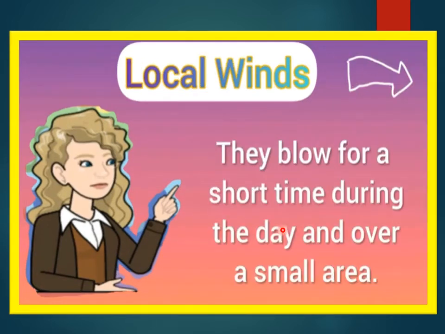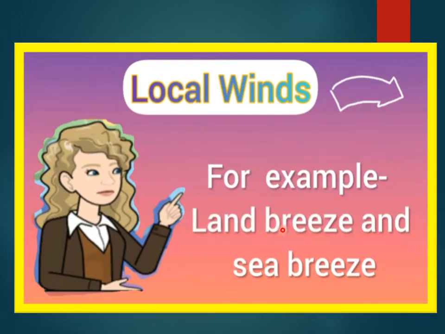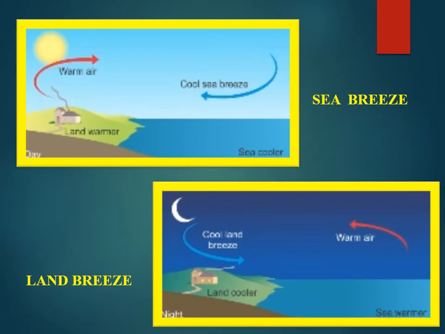The third type of wind are the local winds. They blow for a short time during the day and over a small area. So these are called local winds. For example, local winds are land breeze and sea breeze. So you can see here are the local winds, sea breeze and land breeze.